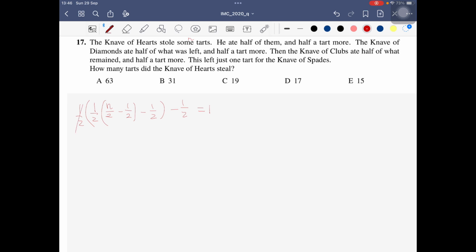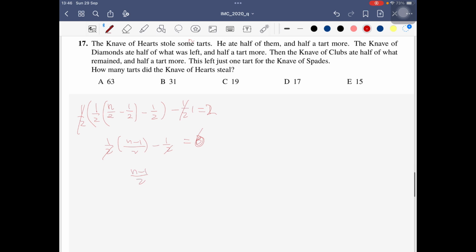So this is the one. Let's multiply by 2. And now this is 3. Let's multiply by 2. Now this is 7. Let's multiply by 2. Then n equals 15.